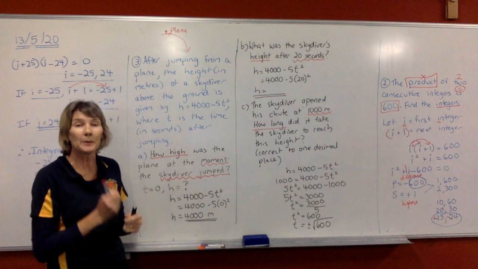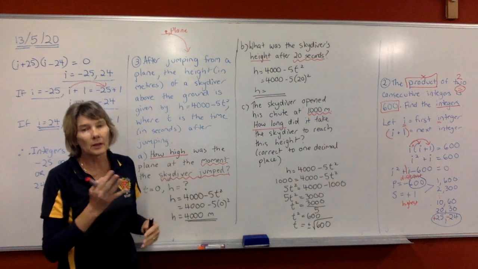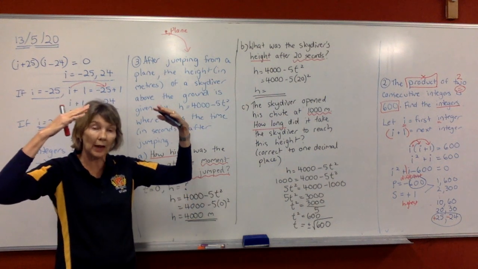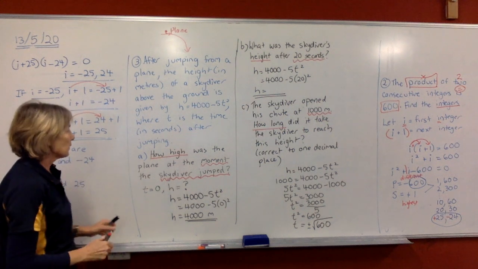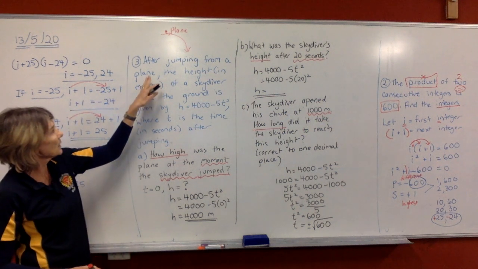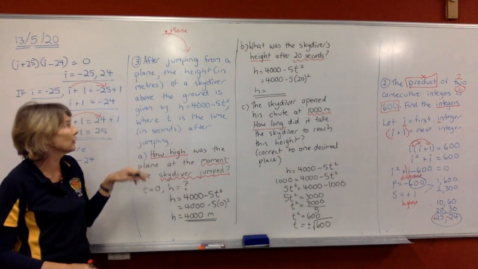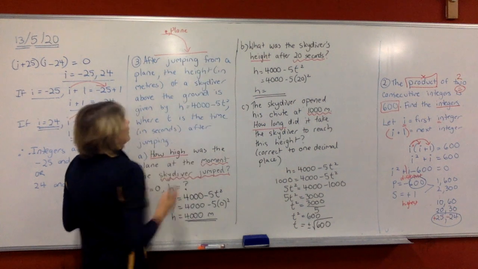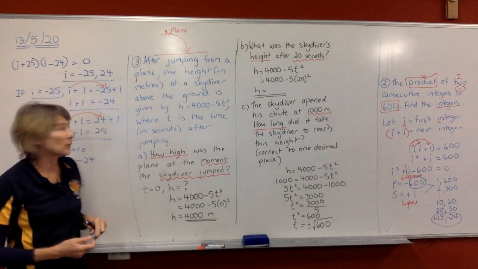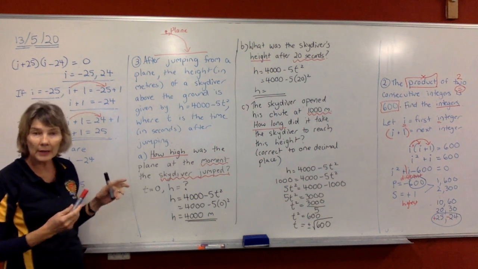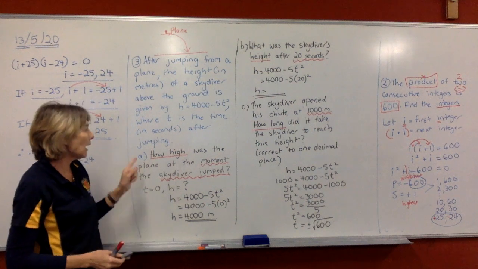But then when he opens up the parachute and you start to sort of float down, things are different because you've got the forces of the actual parachute happening as well. But that's for physics. So in maths, we're looking at what this says. After jumping from a plane, the height in metres of a skydiver above the ground is given by h equals 4,000 minus 5t squared, where, now you need to understand what all the letters are, t is the time in seconds after jumping.